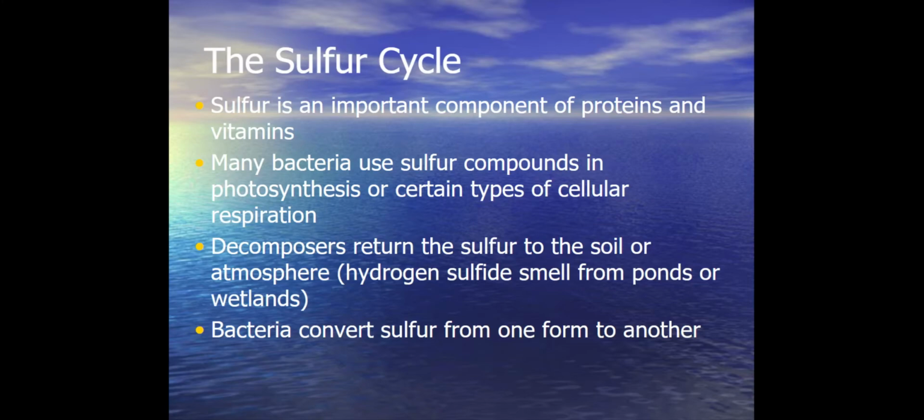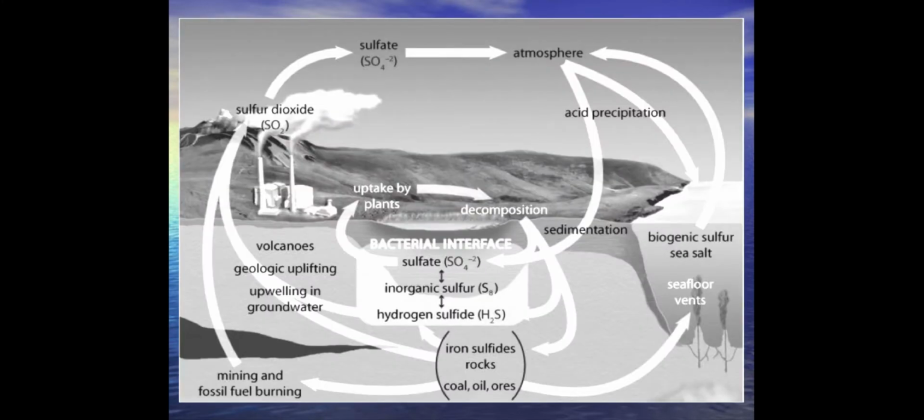So we talked about chemosynthesis in chapter 1, and hydrogen sulfide gets used for chemosynthesis and sulfuric acid gets produced. So the bacteria actually help convert sulfur from one form to another. Typically, it's from an unusable form to a usable form. So here is a picture of our sulfur cycle.